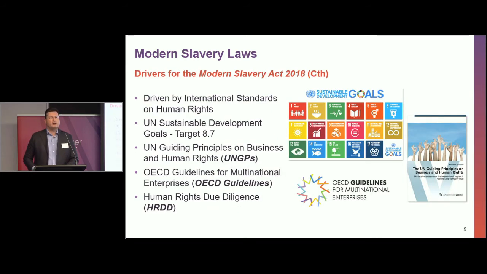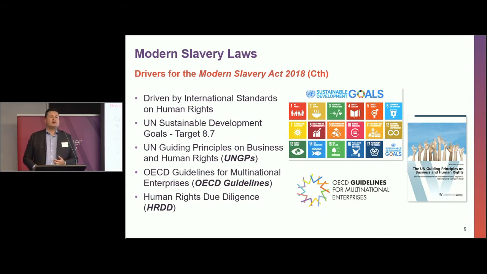So the genesis of the modern slavery laws in Australia is through international obligations. It's the federal government basically complying with their obligations at that level. It's driven by international standards of human rights, and the United Nations have Sustainable Development Goals, and Target 8.7 specifically refers to the abolishment of modern slavery by the year 2030. So it's an ambitious goal, and it's something which is certainly a driver in terms of a lot of legislation being passed, not just in Australia but elsewhere, and there's a general rise in consciousness and awareness of modern slavery as a problem and that it needs to be addressed.